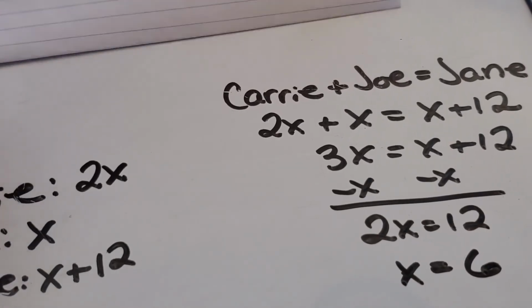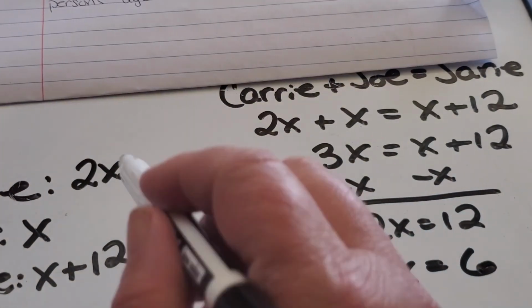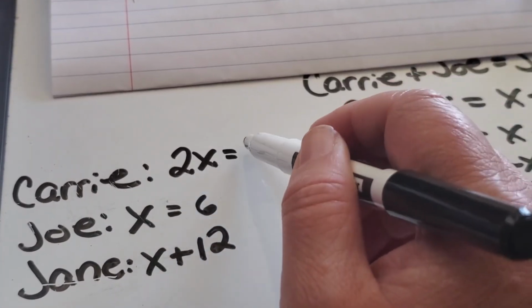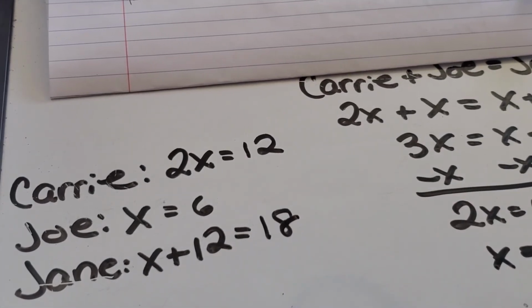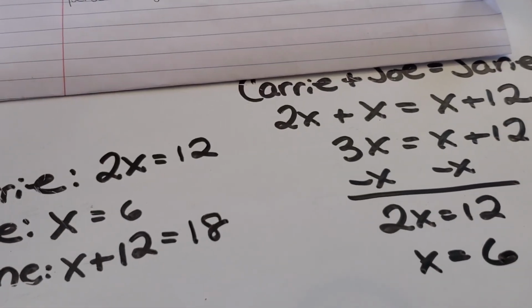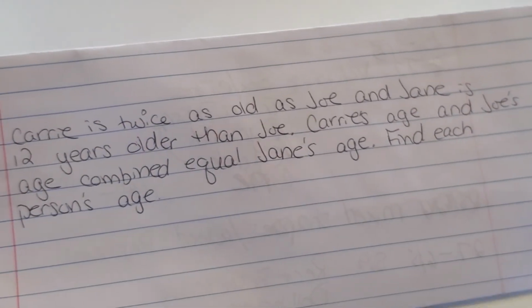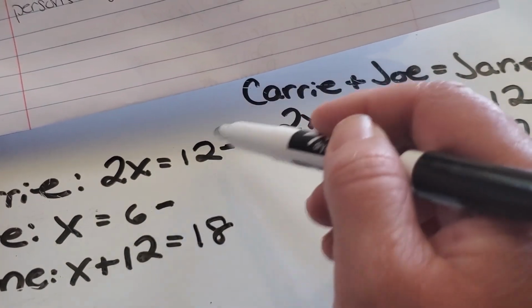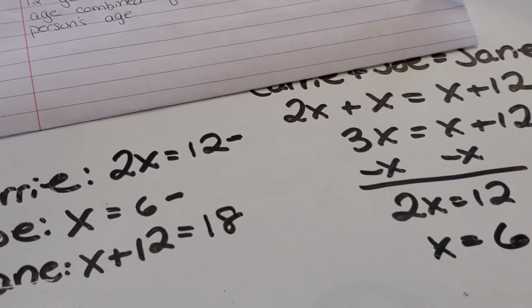Now, don't stop there. The question asked you to find each person's age, so go back and fill that in. If x is 6, that's Joe's age. Carrie is 2 times 6, so that's going to be 12. Jane is 6 plus 12, which is 18. Now, the best way to check yourself here is to go back to the word problem. Remember that Carrie's age and Joe's age combined were supposed to equal Jane's age. So make sure that's true. Is Carrie's age plus Joe's age really equal to Jane's age? It absolutely is. So it's a good sign that we have a good answer there.